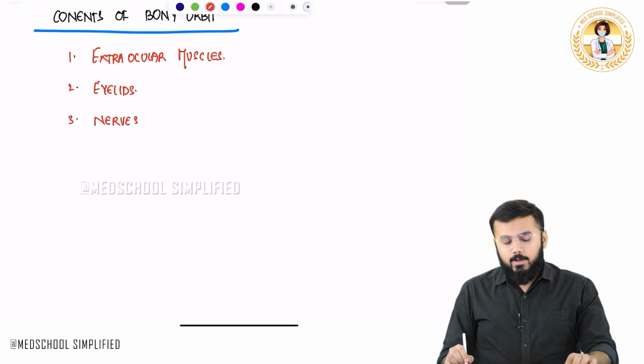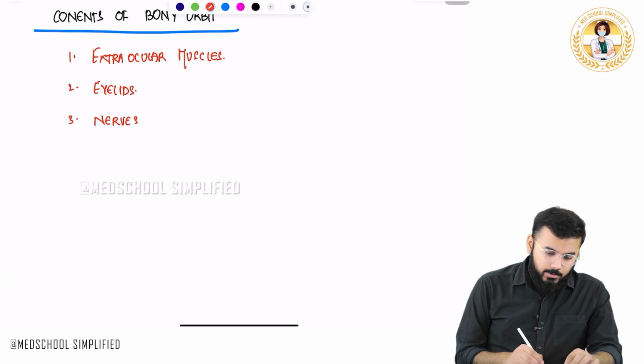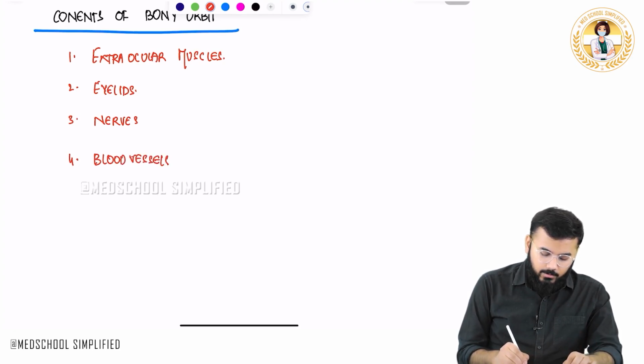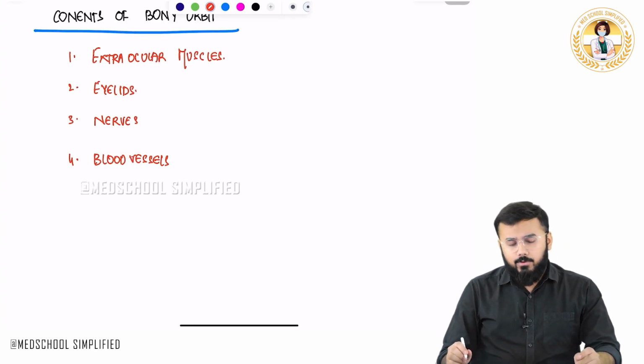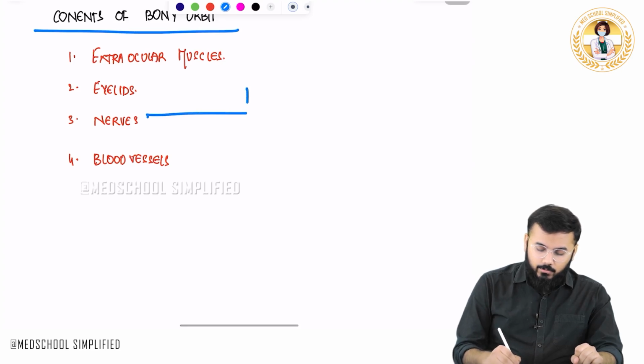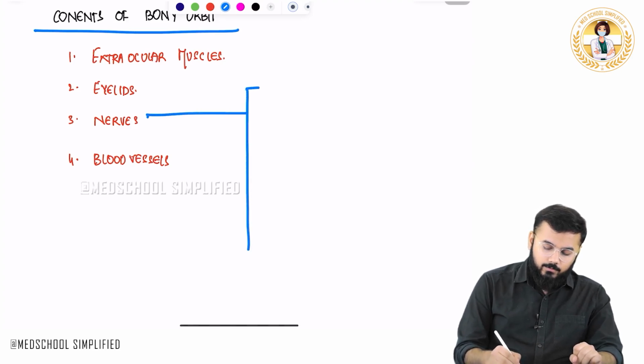And obviously, do you have eyeball or no? You even have eyeball. Fourth important thing is your blood vessels and nerves. Nerves we have already discussed above. So now what are the different kinds of nerves which you have got over here? The different kinds of nerves which you have got over here are as follows.